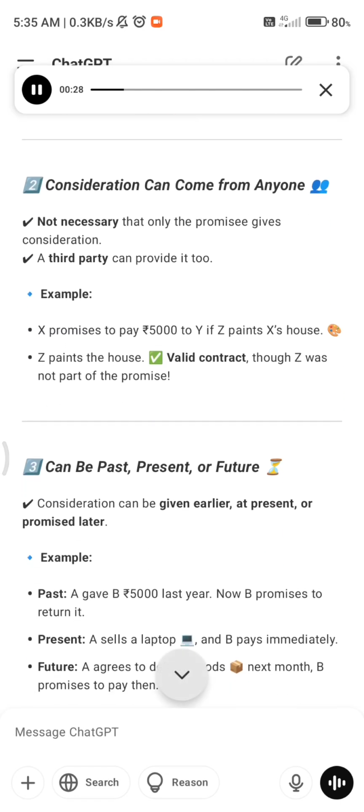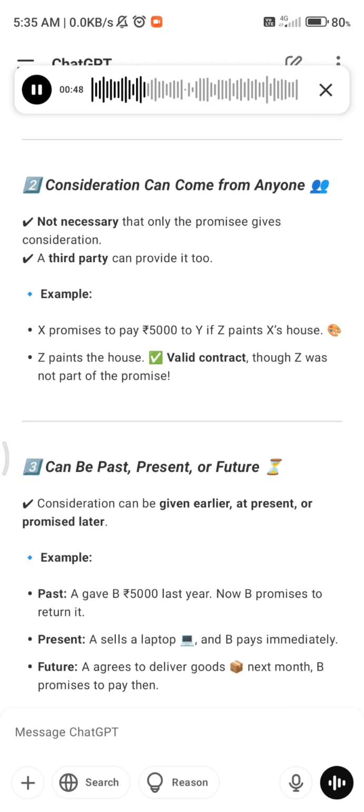2. Consideration can come from anyone. Not necessary that only the promisee gives consideration. A third party can provide it too. Example: X promises to pay 5,000 to Y if Z paints X's house. Z paints the house. Valid contract, though Z was not part of the promise.